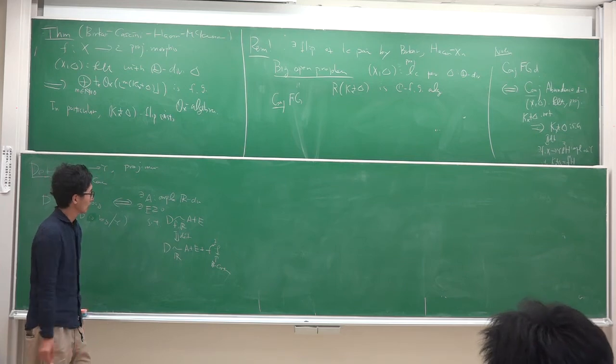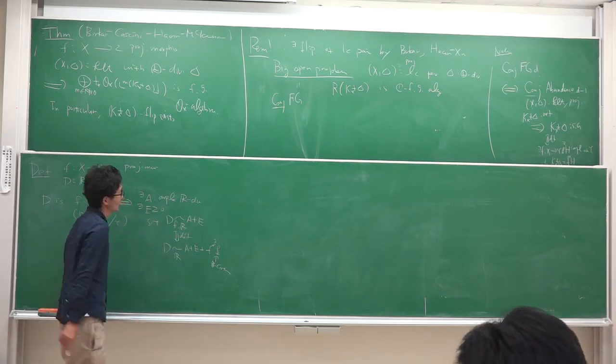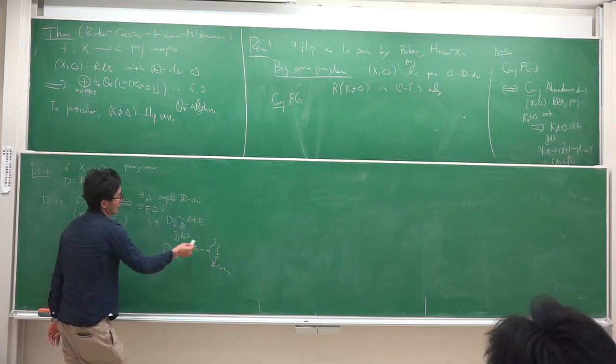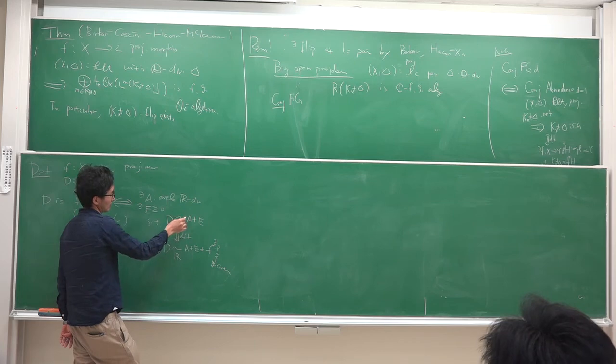Usually, I don't want to discuss so much about the pullback N, so we just omitted this part. And also, in place of this, I put the F below the tube.